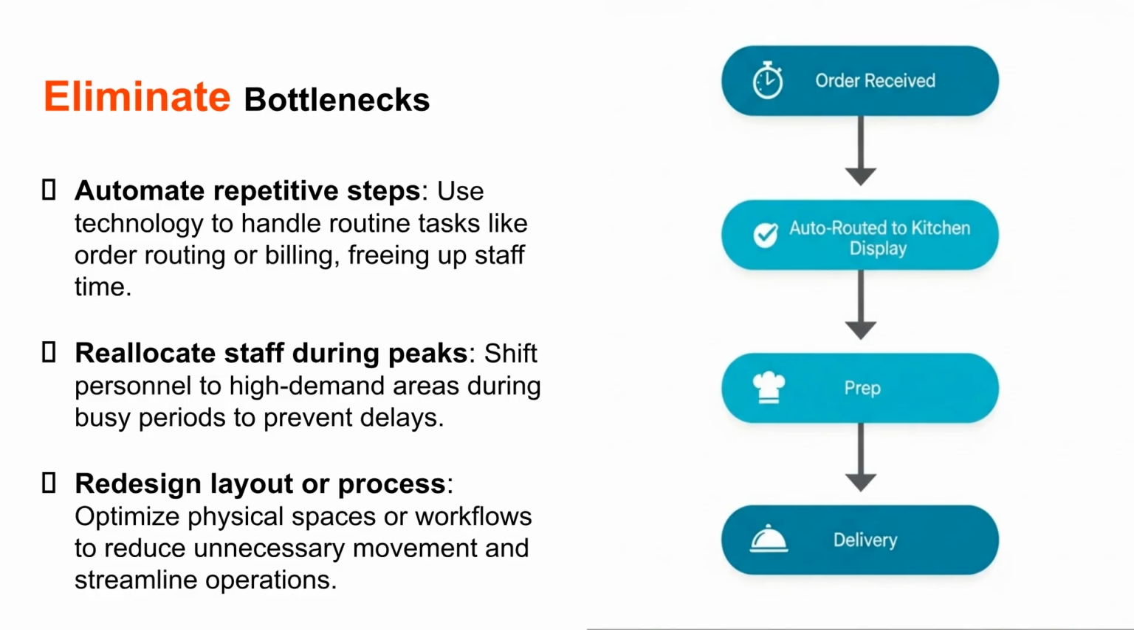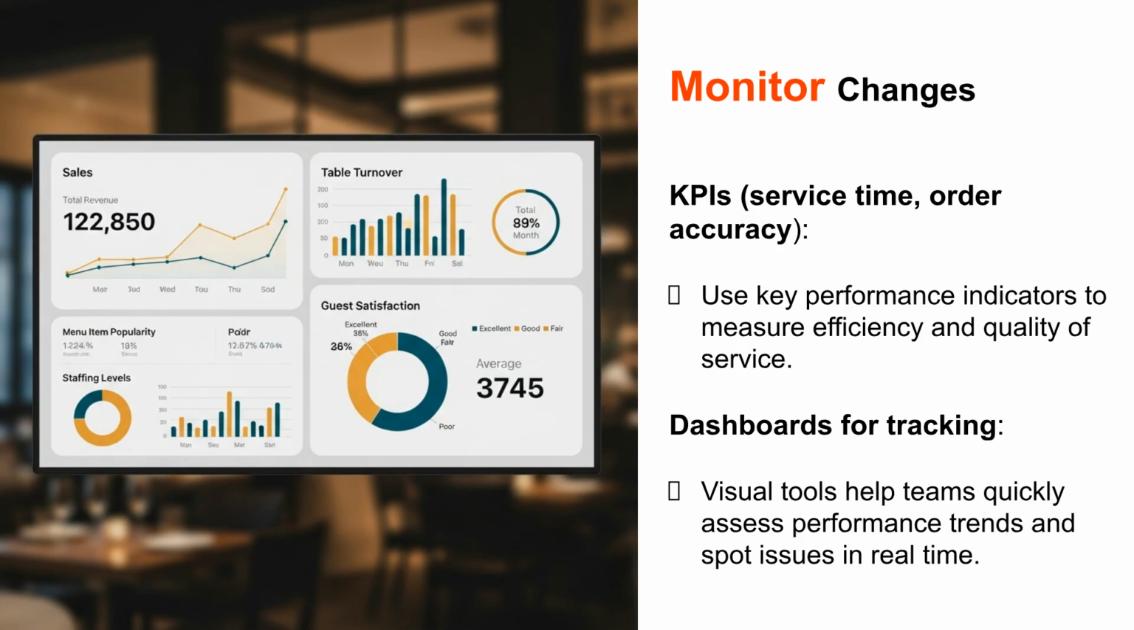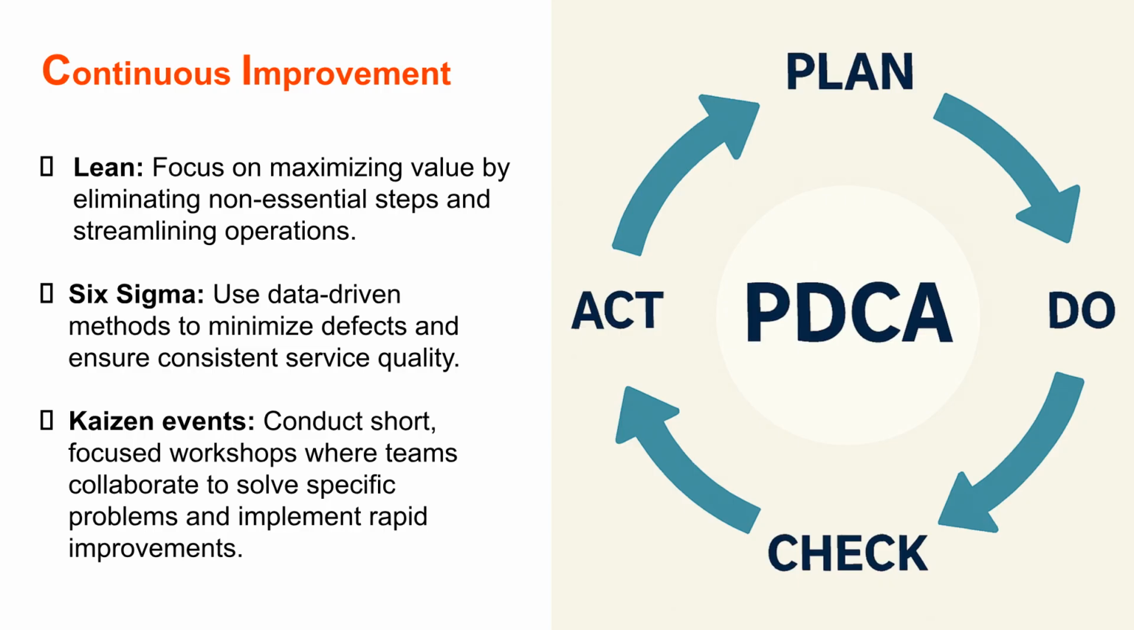It is essential to monitor changes using key performance indicators, such as service time and order accuracy. Use dashboards to track these metrics and assess performance trends in real time. Continuous improvement methods include Lean, which eliminates waste, Six Sigma, which minimizes defects, and Kaizen events, which are short, focused workshops for rapid problem solving.